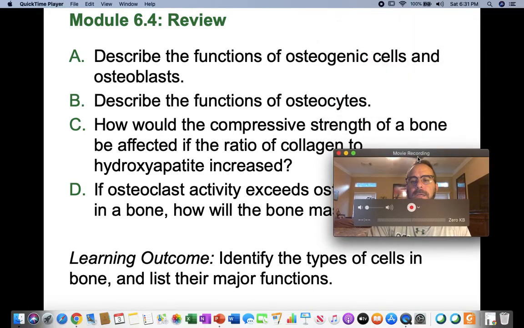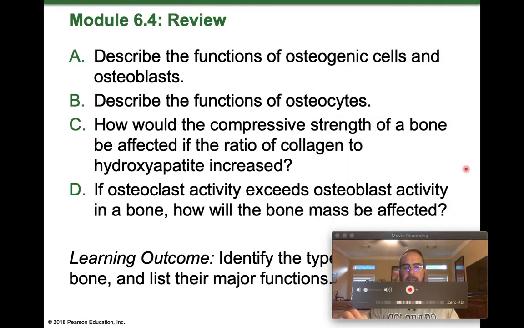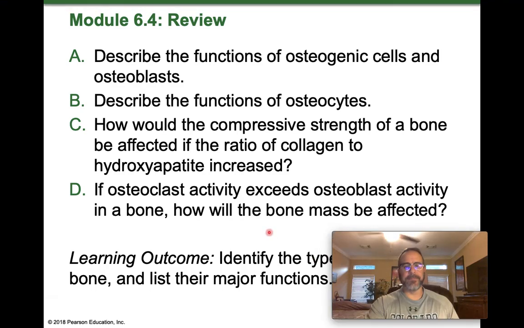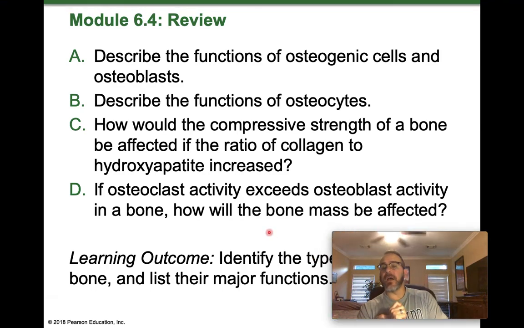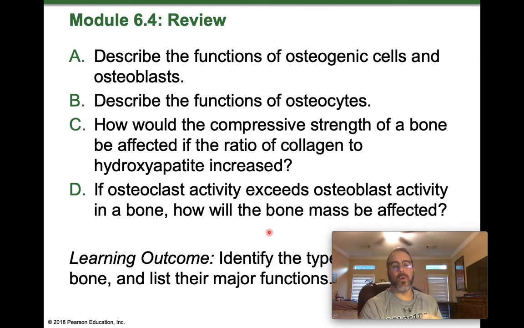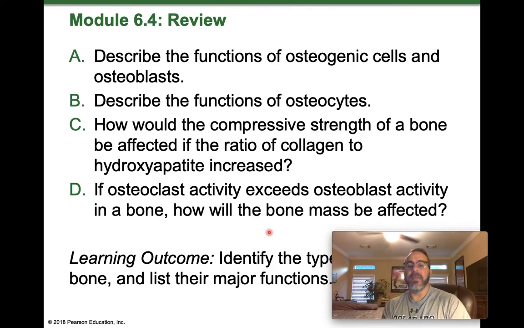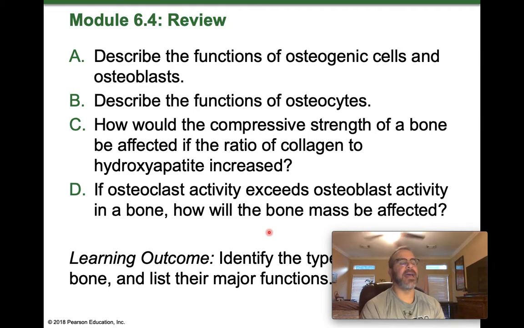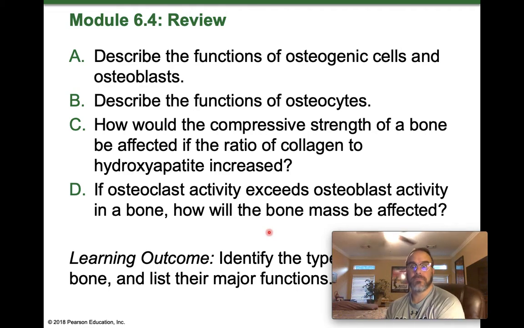Okay. So at this point of my lecture, think back on all the stuff that I've been rambling about way too quickly. You should be able to tell me the function of the osteogenic cells, and what osteoblasts are and what they do. You should be able to tell me what an osteocyte is and where you would find them. You should also be able to tell me how the compressive strength of a bone would be affected if the ratio of collagen to hydroxyapatite is increased. So more collagen, less hydroxyapatite. And you should also be able to tell me, if the osteoclast activity exceeds that of the osteoblast, what would happen to the bone? Think about that.